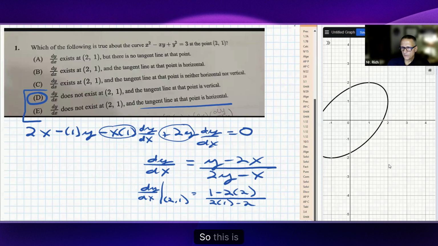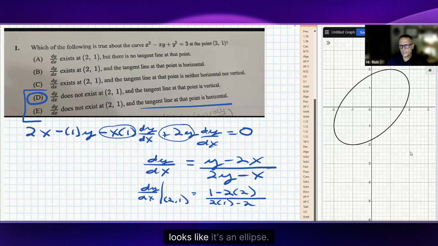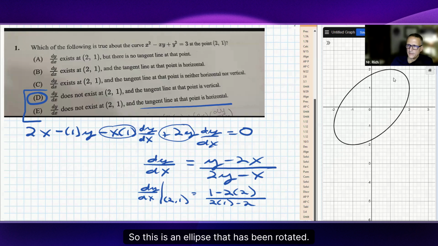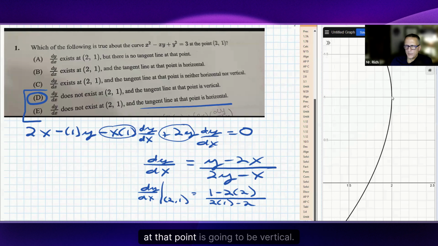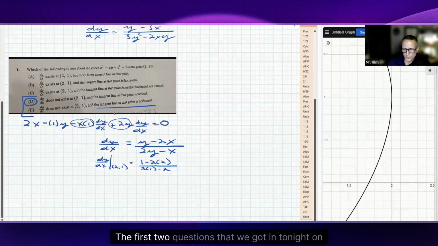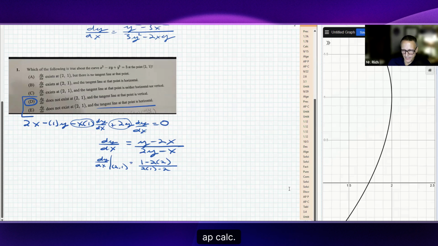There you go. So this looks like it's an ellipse. Yeah, so this is an ellipse that has been rotated, and it just so happens that at the point (2, 1), you can see it right there, the tangent line at that point is going to be vertical. That's why dy/dx was -3 over 0. And absolutely, send me more questions. That concludes that part, the first two questions that we got in tonight on AP Calc.